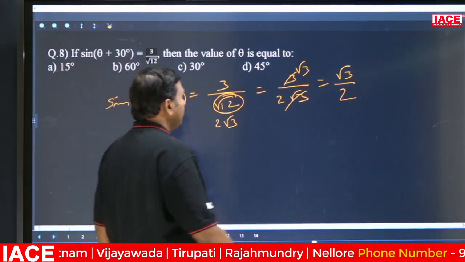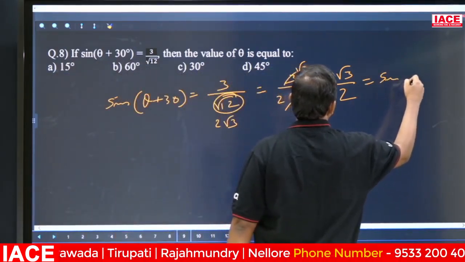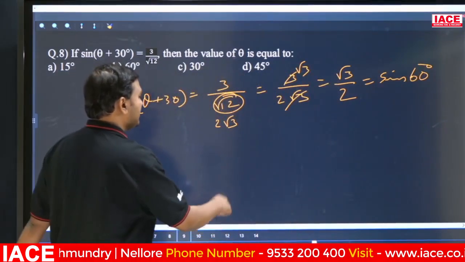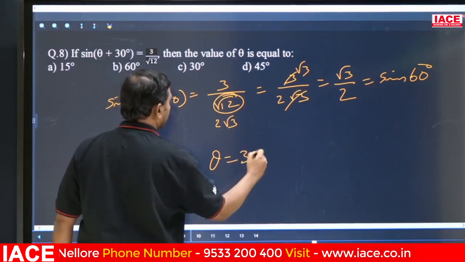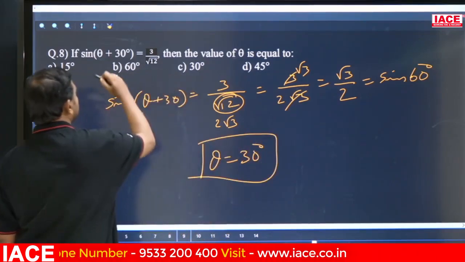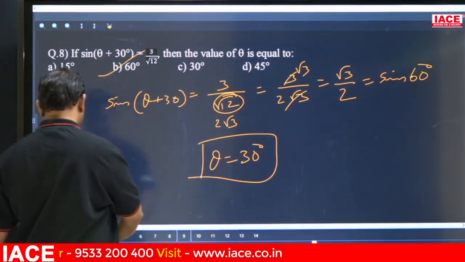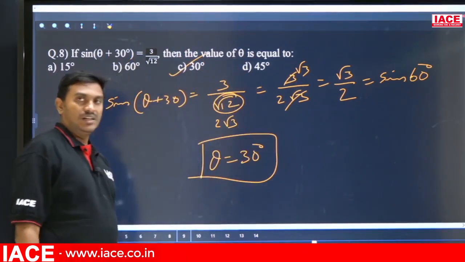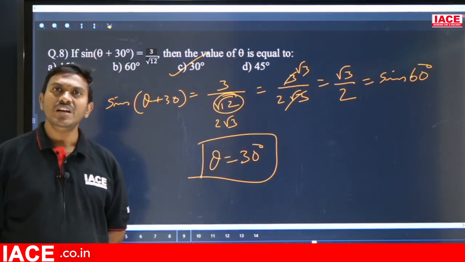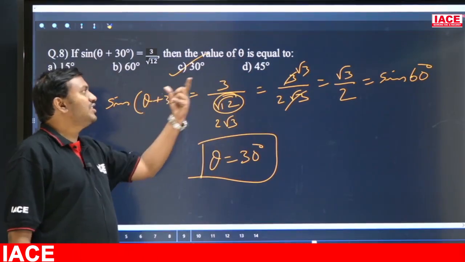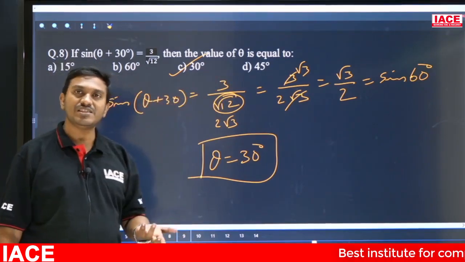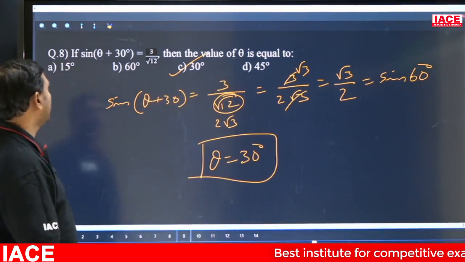Where is sin root 3 by 2? Sin 60. Sin of theta plus 30 equal to 60, so what is theta? Theta is 30 degrees. So what is the answer? Option C is the right answer. Okay, simple question. Sin 60 value is given, so theta plus 30 means theta is 30 degrees. Okay, next.